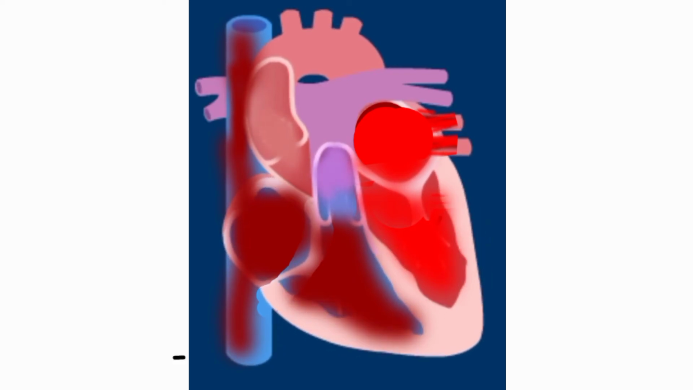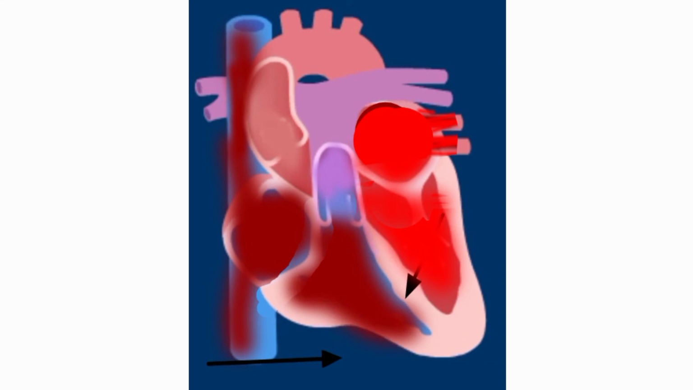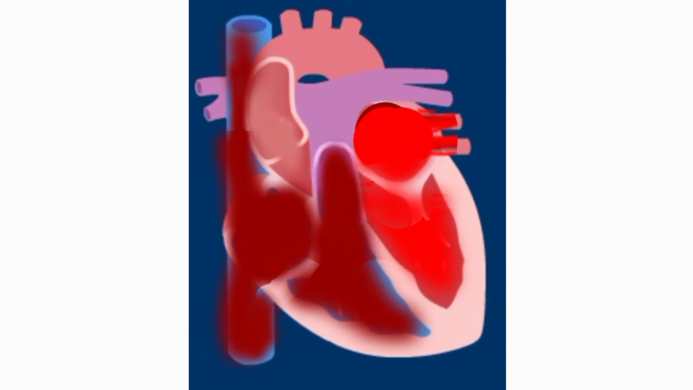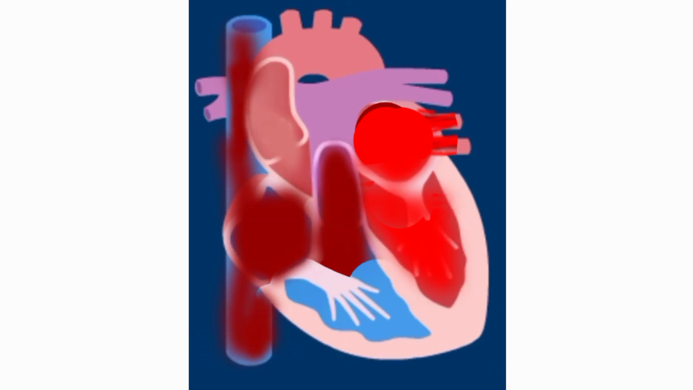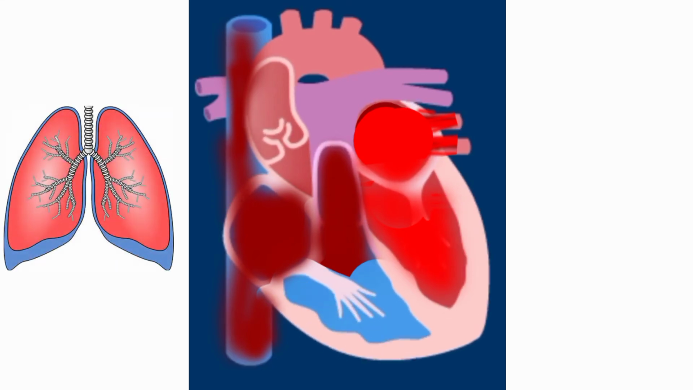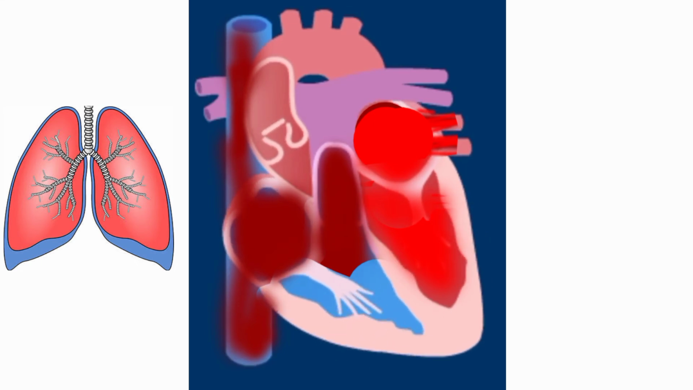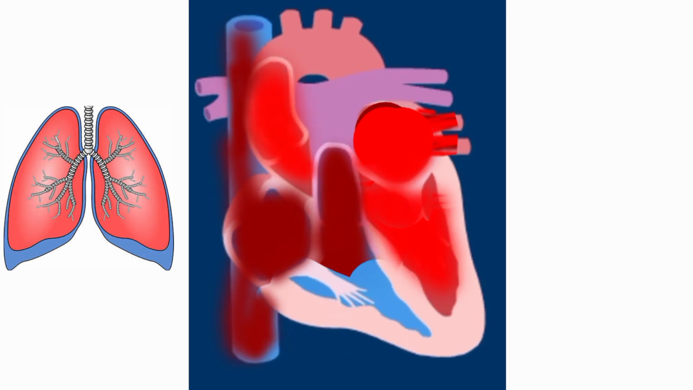Now, the right ventricle contracts. Due to this, the deoxygenated blood is pumped into the pulmonary artery. The pulmonary artery transports the deoxygenated blood to the lungs. In the lungs, oxygen enters the blood and the blood becomes oxygenated.